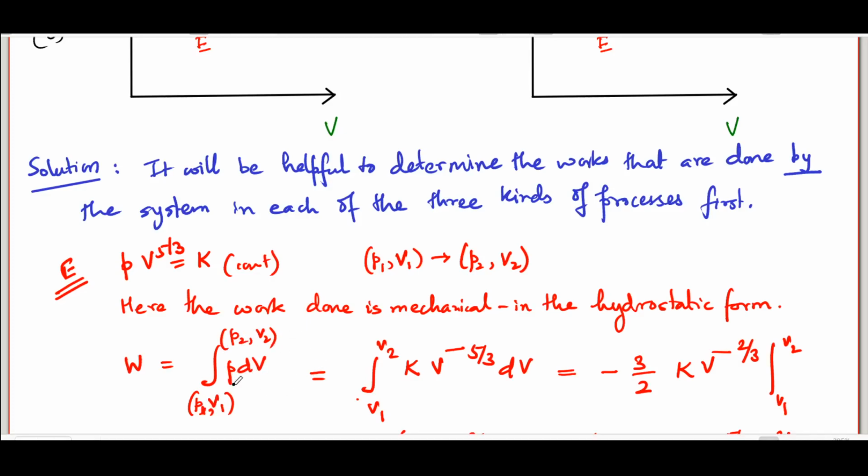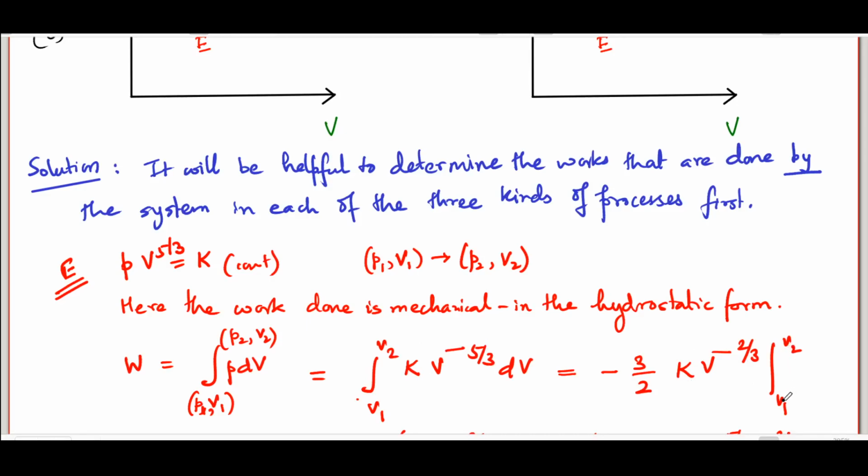Now, in order to carry out the integral, we need to reduce this to a single variable, and that's easy to do. P here is simply K V to the minus 5 by 3, which we have plugged in here. And this is pretty easy to integrate. K being a constant comes out of the integral. V to the minus 5 by 3 essentially becomes V to the minus 2 by 3, and then you have to divide, of course, by minus 2 by 3. Therefore, you get minus 3 by 2. This is the indefinite integral for K V to the minus 5 by 3.